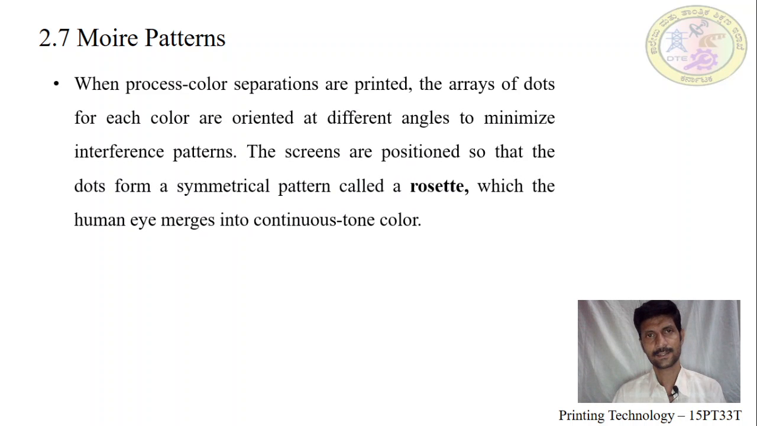When process color separations are printed, the arrays of dots for each color are oriented at different angles to minimize this interference pattern or rosette pattern, which makes the human eye merge them into continuous tone color. If the human eye identifies this rosette pattern in different misalignment, then it is called a Moiré pattern.